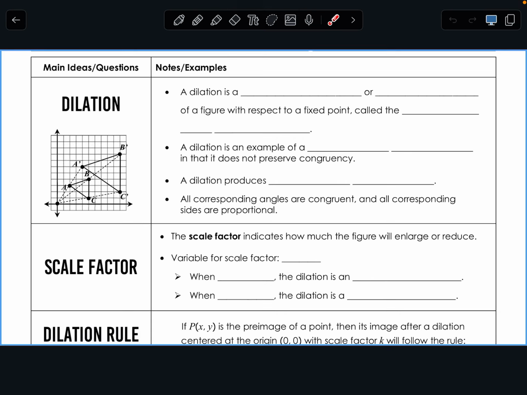Dilations. This is the fourth transformation that we're going to talk about. All the other ones were rigid motions, meaning when I translated, when I rotated, when I reflected, the shape didn't change size or scale. But with a dilation, that means specifically that we're making it bigger or smaller. So a dilation is an enlargement or reduction.